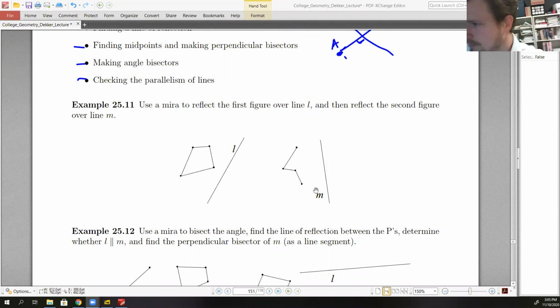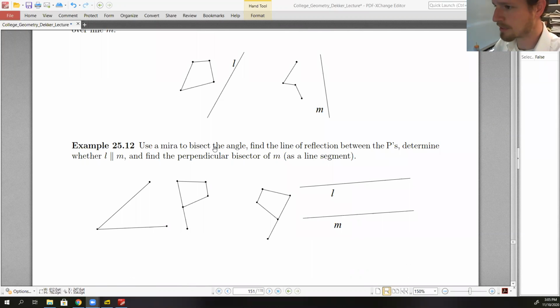All right, so we want to use the mirror to bisect the angle, find the line of reflection. So bisect this angle, find the line of reflection here, and then determine whether L and M are parallel, and find the perpendicular bisectors of one of them. So the question is how we address each of these. To find the bisector, we place the appropriate edge on the vertex.